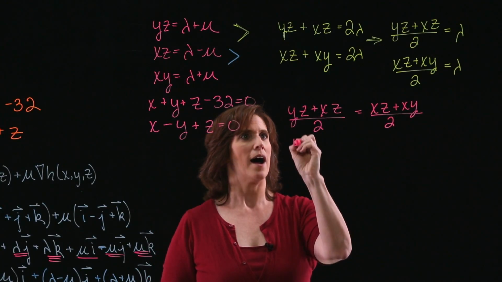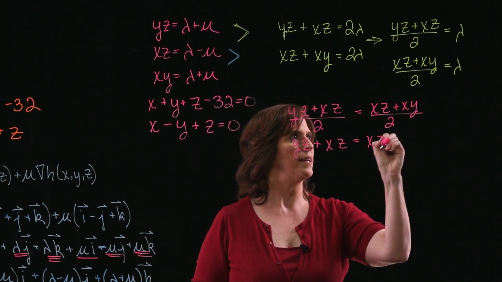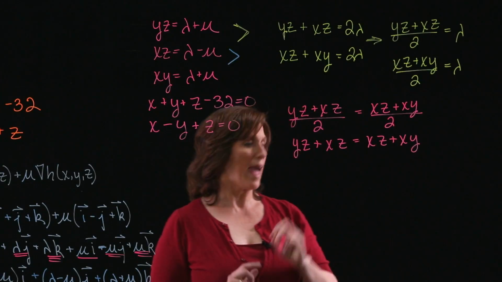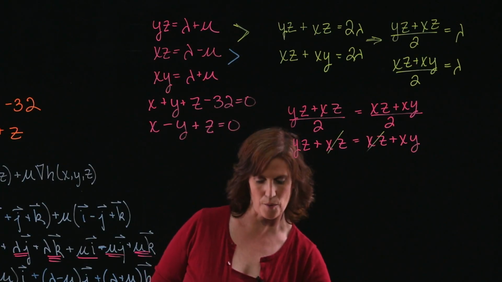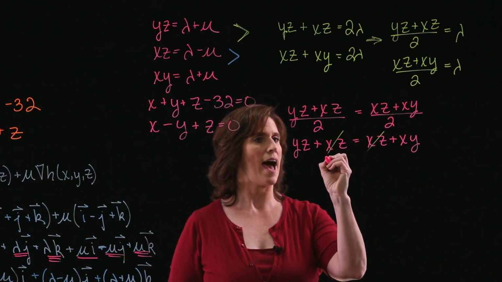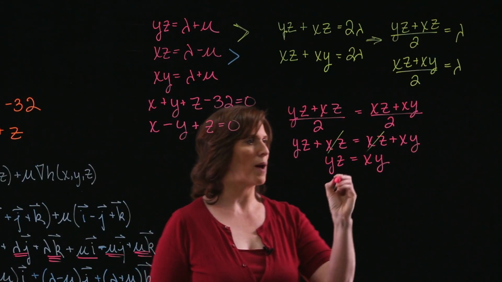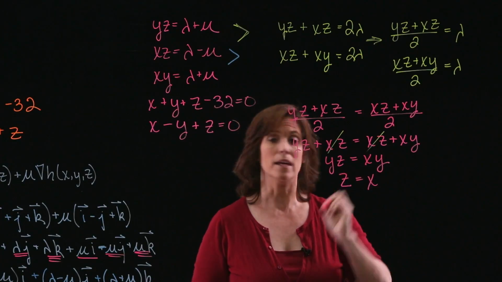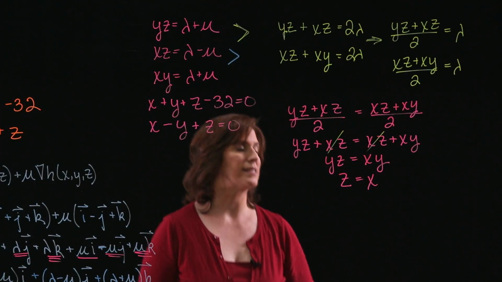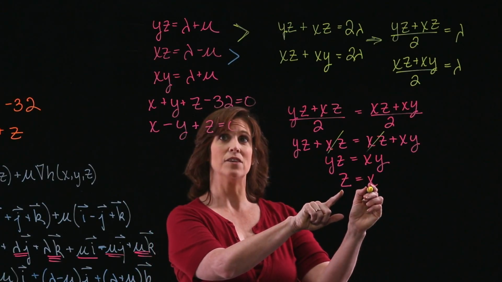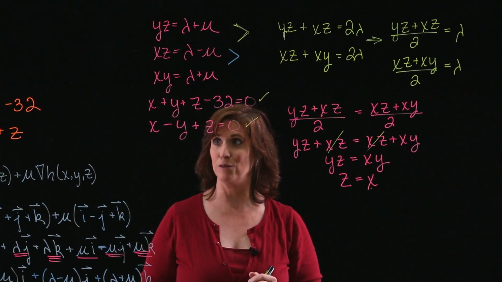Multiplying both sides by 2, I get yz plus xz equals xz plus xy. And I notice that both terms have an xz in them. So I'll subtract xz from both sides, and I get yz equals xy. And dividing both sides by y, I end up with z being equal to x. Okay, what do I do next? Well, next, I'm going to take the fact that x and z are the same and plug them into those other 2 equations that I haven't used yet.